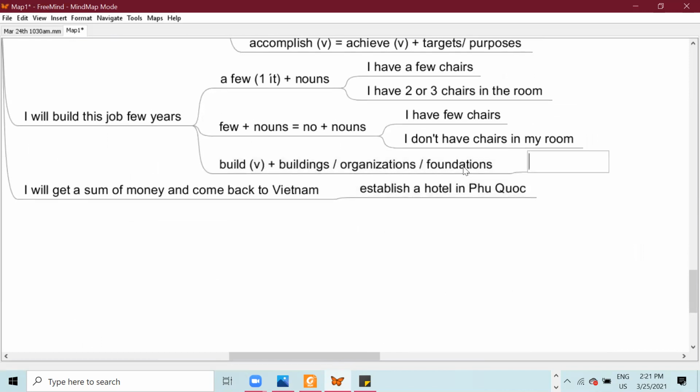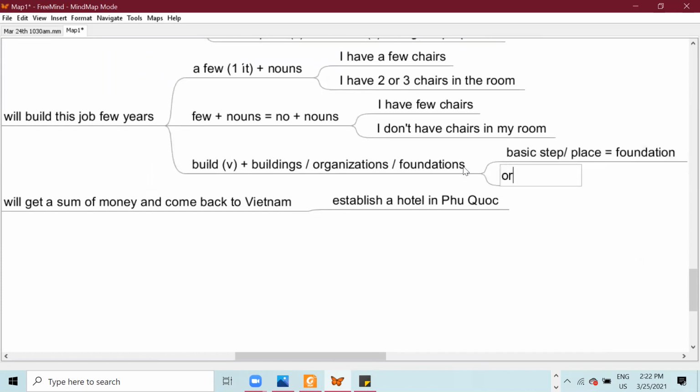I could say no foundation, for example. So right now you are going to study from 0 to 10. When we begin from level 0, level 0 is called the foundation in English. The foundation means the basic step for you to start something, the basic step or the basic place. So for basic step or basic place, we use the word foundation here. And for organization, I have shown you a lot of words on the grammar already. For organization, please think of companies or offices.